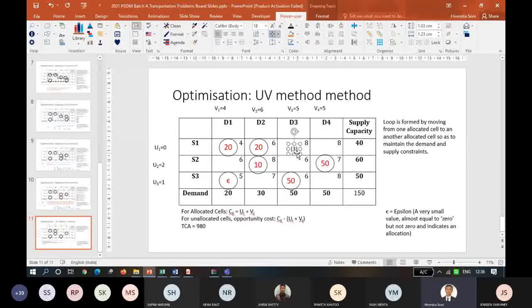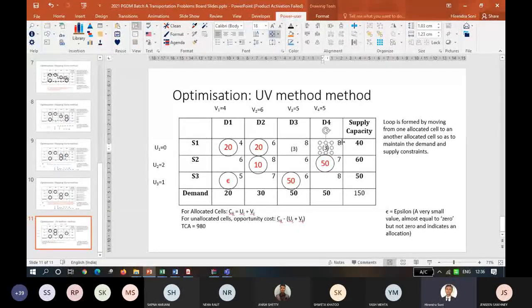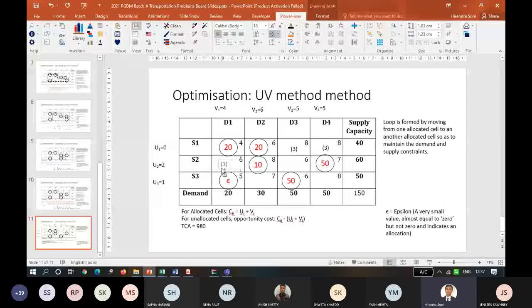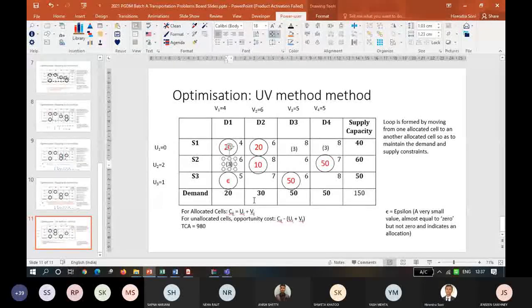बाकी के भी सब हम calculate करते हैं. यहाँ तक सही है. यहाँ पर क्या आएगा? Cij minus Ui plus Vj. So 8 minus 0 plus 5 is 3. Same. What about this cell? How much will it be? 6 minus 4 plus 2. 6 minus 6 is 0.